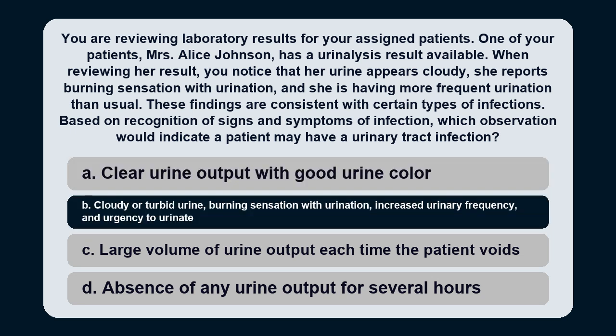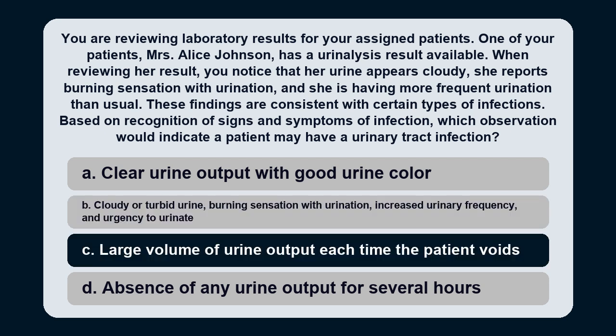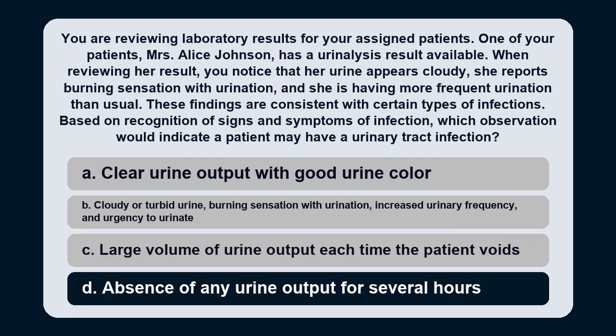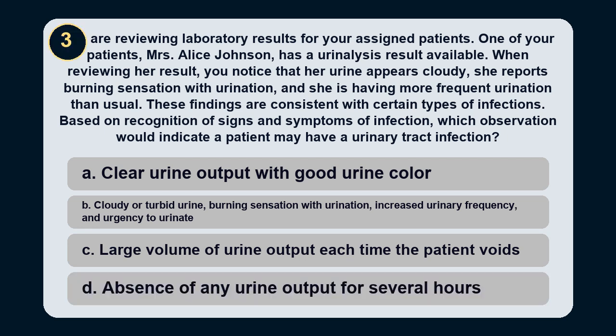Option B. Cloudy or turbid urine, burning sensation with urination, increased urinary frequency, and urgency to urinate. Option C. Large volume of urine output each time the patient voids. Option D. Absence of any urine output for several hours.